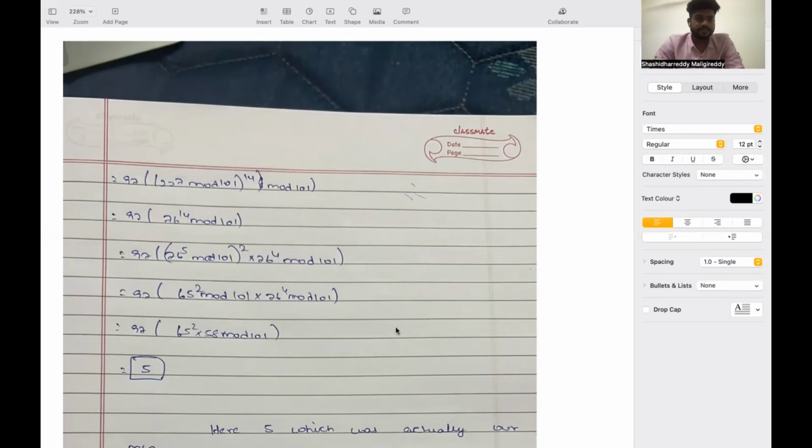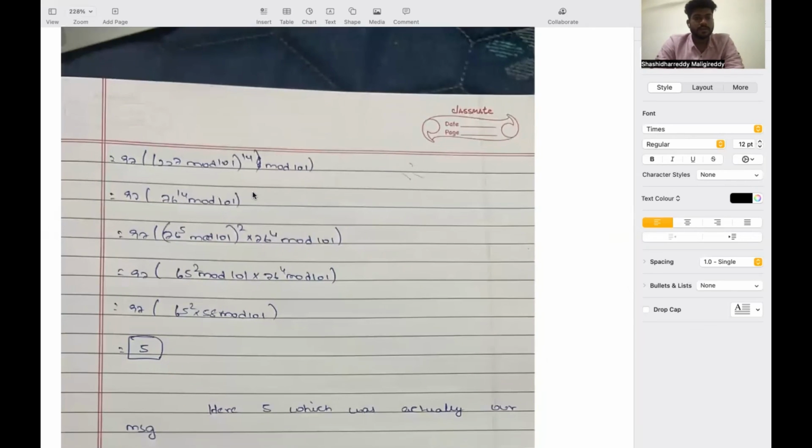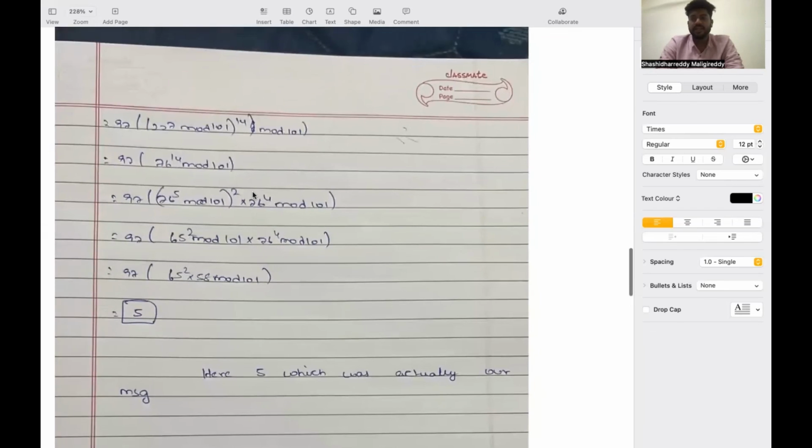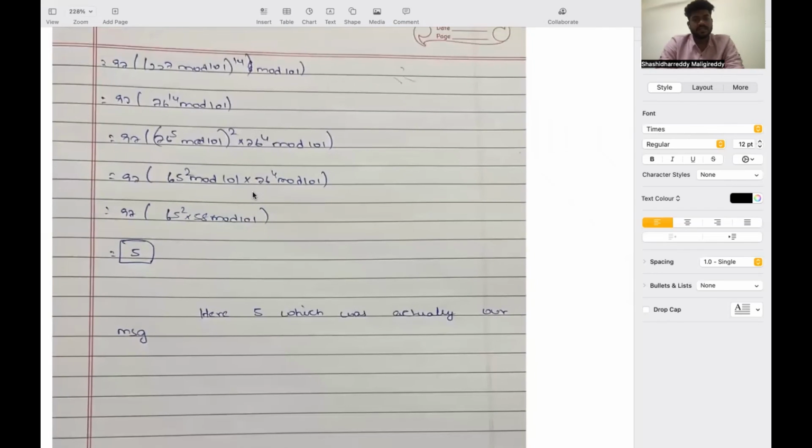We're going to simplify these things. 97 into 22 power 7 mod 101, whole power 14. Lastly, we'll get 97 into 67 square into 58 mod 101. After solving this part, we'll get the value 5. I solved using a calculator. I got the value of 5. This 5 is equal to the message. The message equals 5.